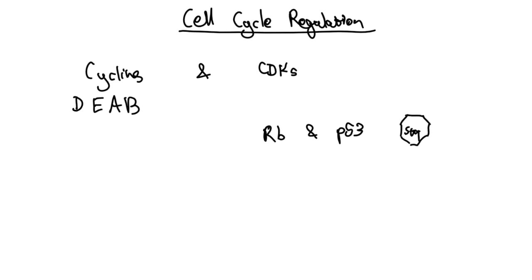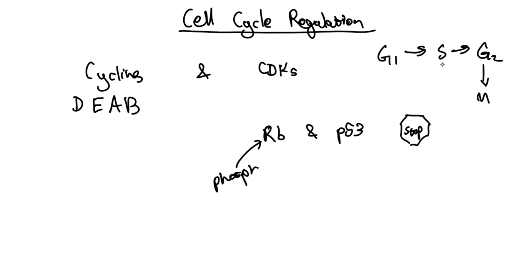What can happen is these can be inactivated. If we inactivate something that's supposed to stop the cell cycle progression, we can actually continue the cell cycle progression. So Rb can be phosphorylated. Like CDKs, they can phosphorylate the Rb, and this allows DNA replication to occur, so the S phase can progress. In terms of the cell cycle, you may recall it's G1 to S to G2 to the M phase, or division, and S phase is where we have DNA replication.